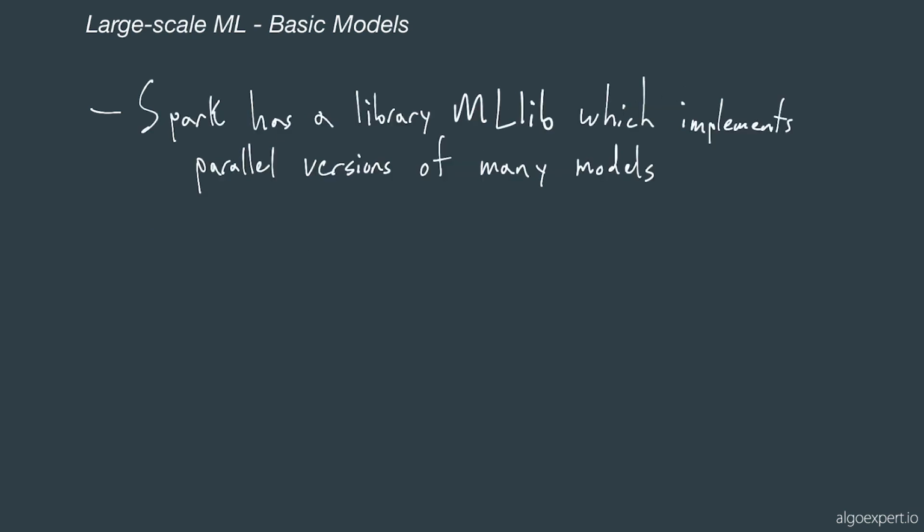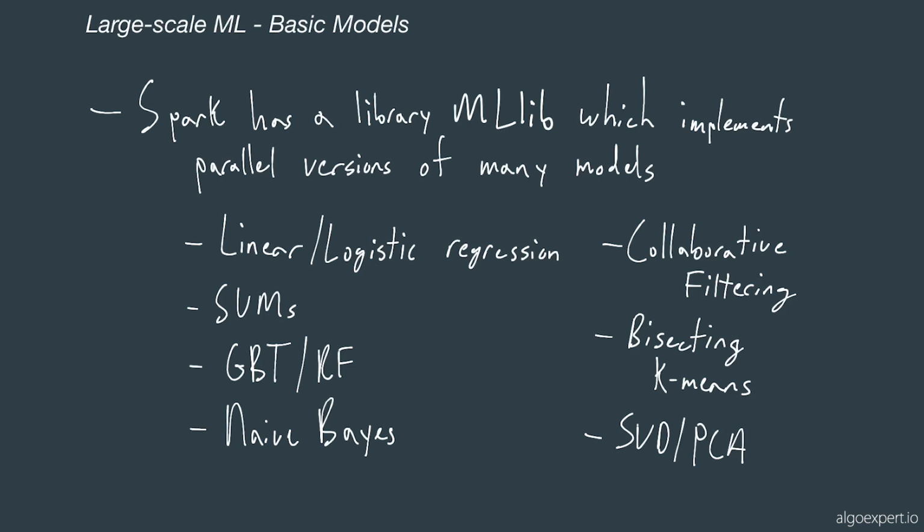So fortunately for us, Spark has a library called MLlib, which implements parallelized and optimized versions of many of the basic models which we've covered in the machine learning crash course. Some examples include linear and logistic regression, SVMs, gradient boosted trees and random forests, naive Bayes, collaborative filtering, bisecting k-means, and singular value decomposition or principal component analysis. Notice here that k-nearest neighbors isn't implemented, so you'll typically want to choose another supervised learning algorithm, but there are implementations of k-nearest neighbors on a Spark cluster outside of MLlib.